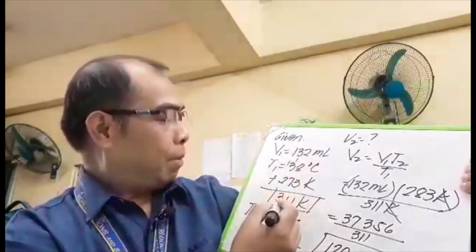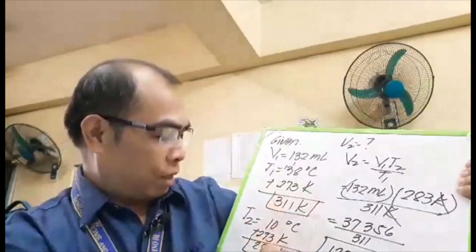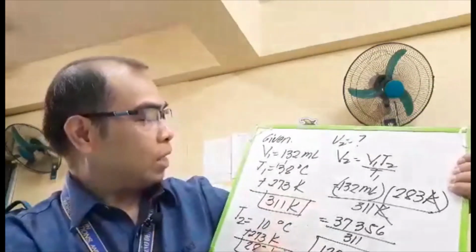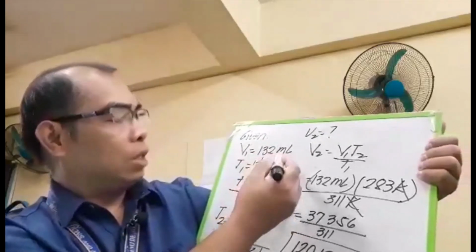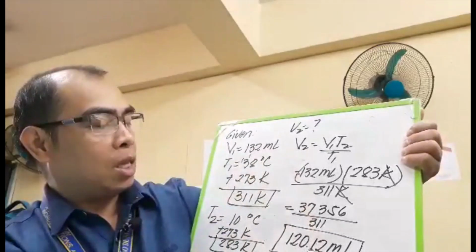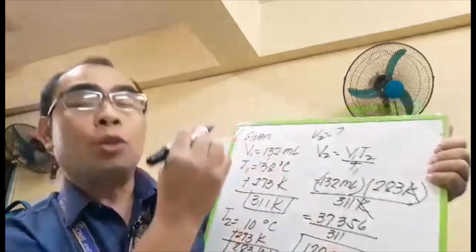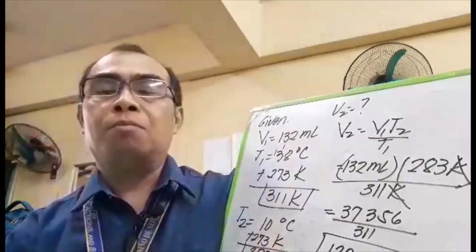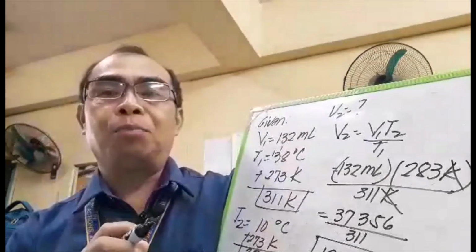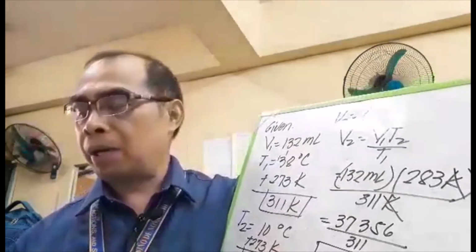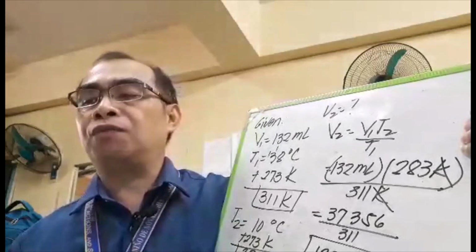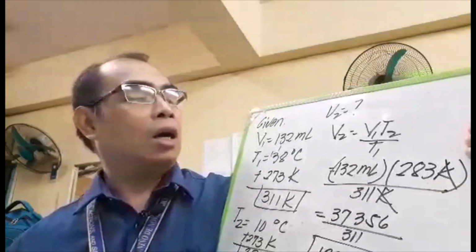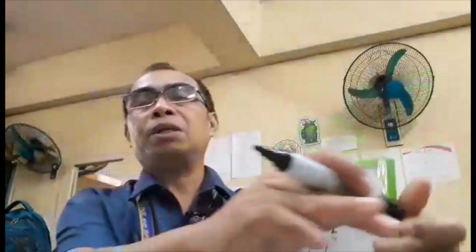Let us try to see. The temperature went down from 311 to 283 Kelvin, so our volume also went down, from 132 milliliters to 120.12 milliliters. So they are directly proportional. When one decreases, the other also decreases. They both decreased. So this is how we solve for Charles law. Always remember, Charles law is a volume temperature relationship.